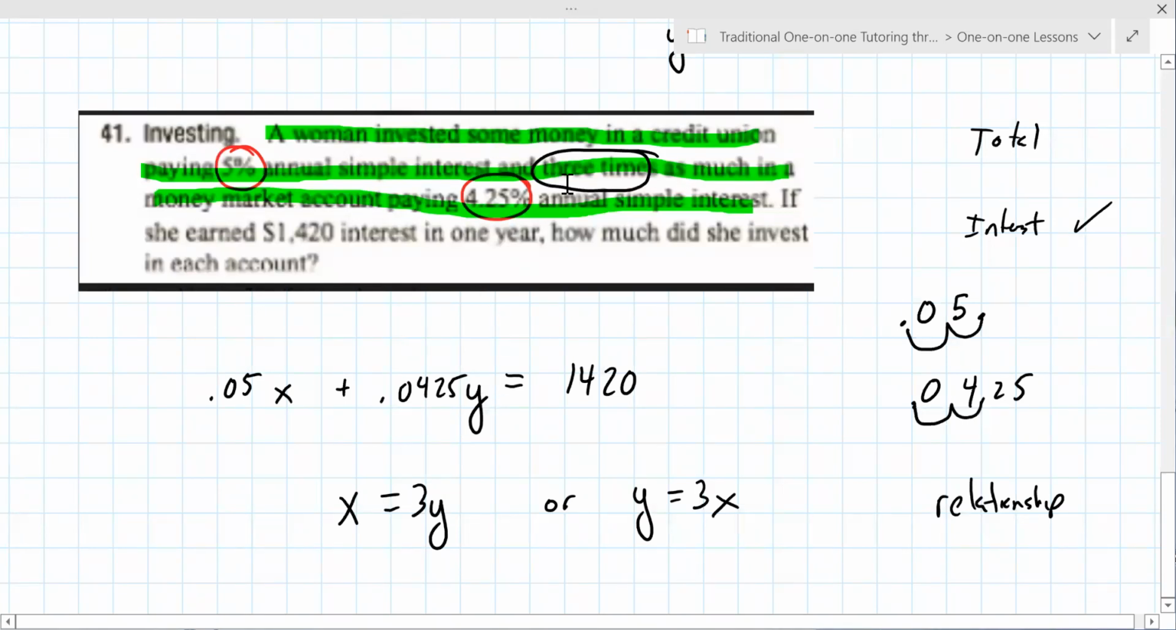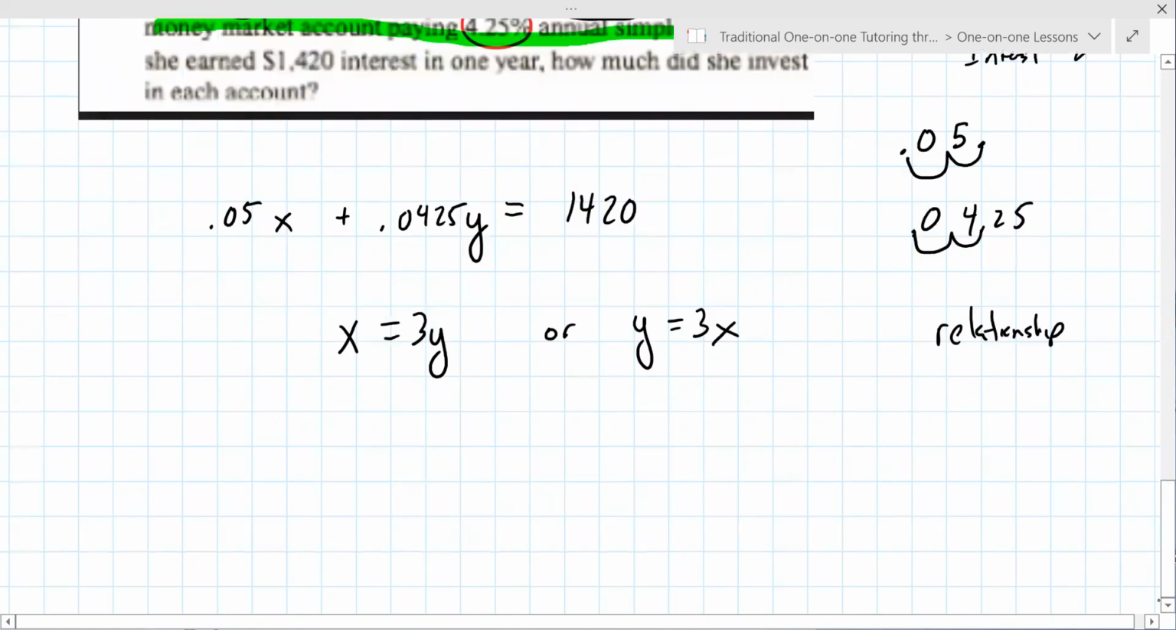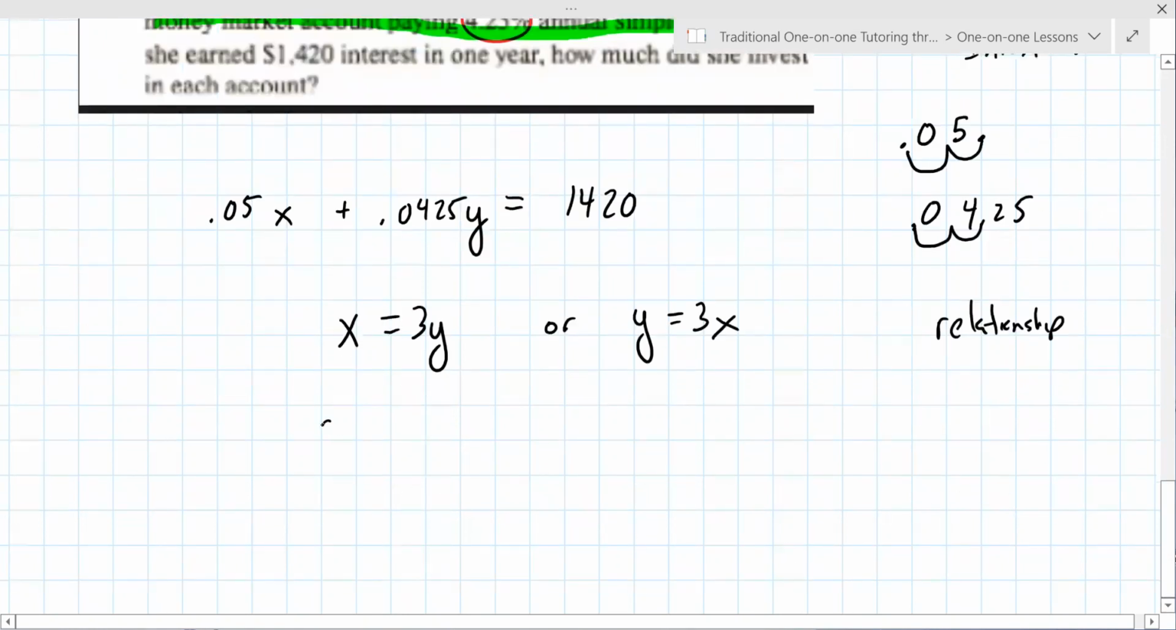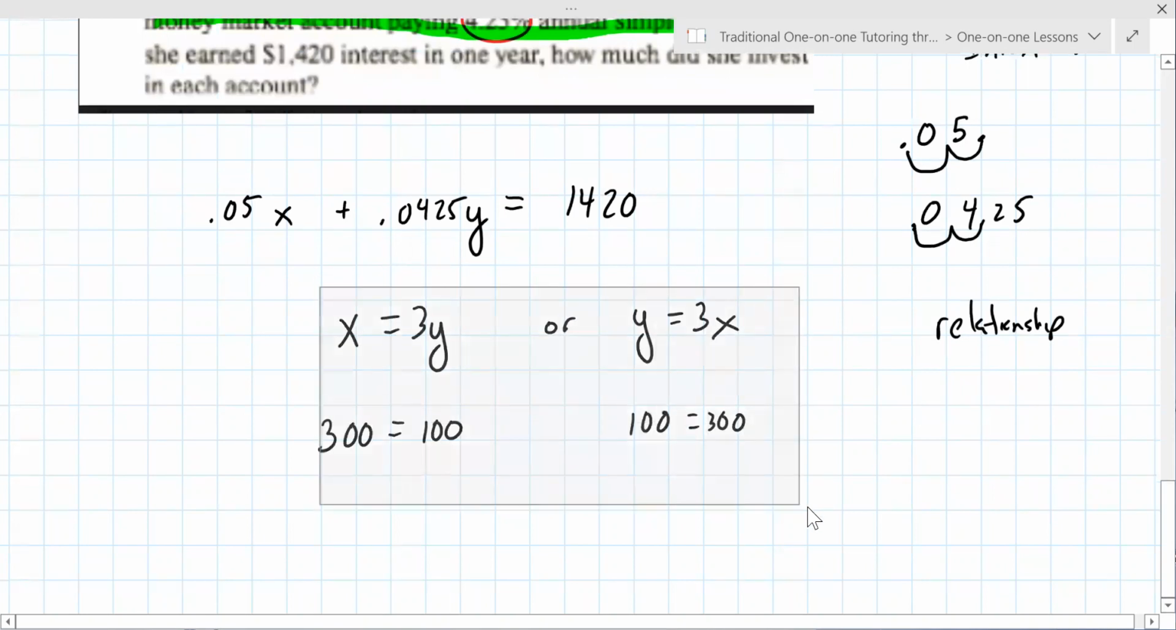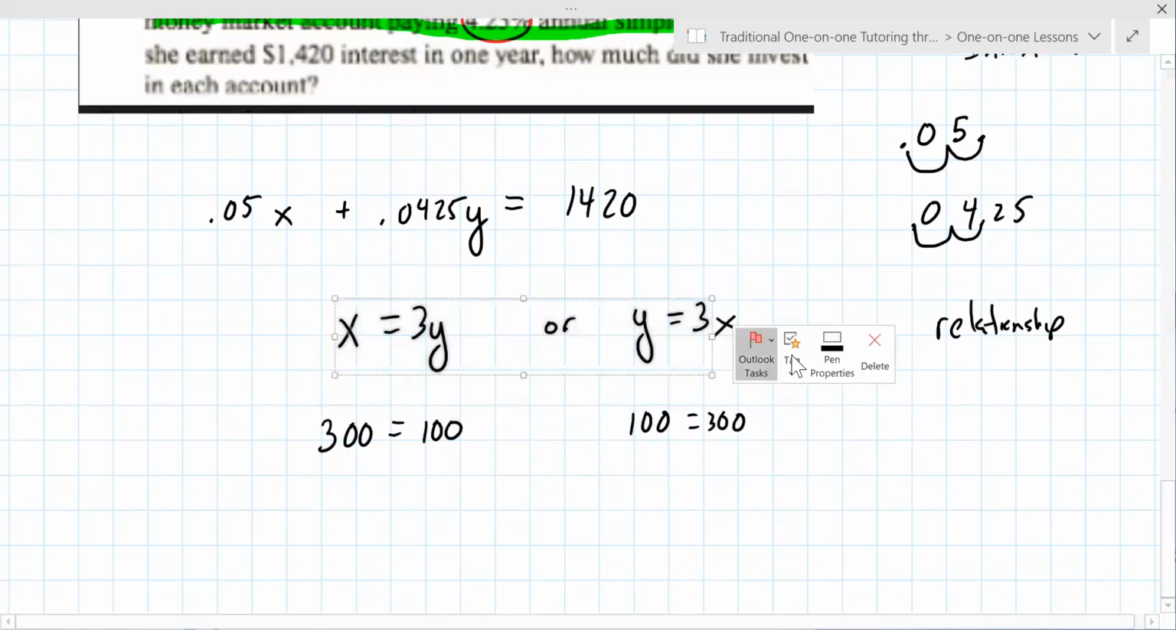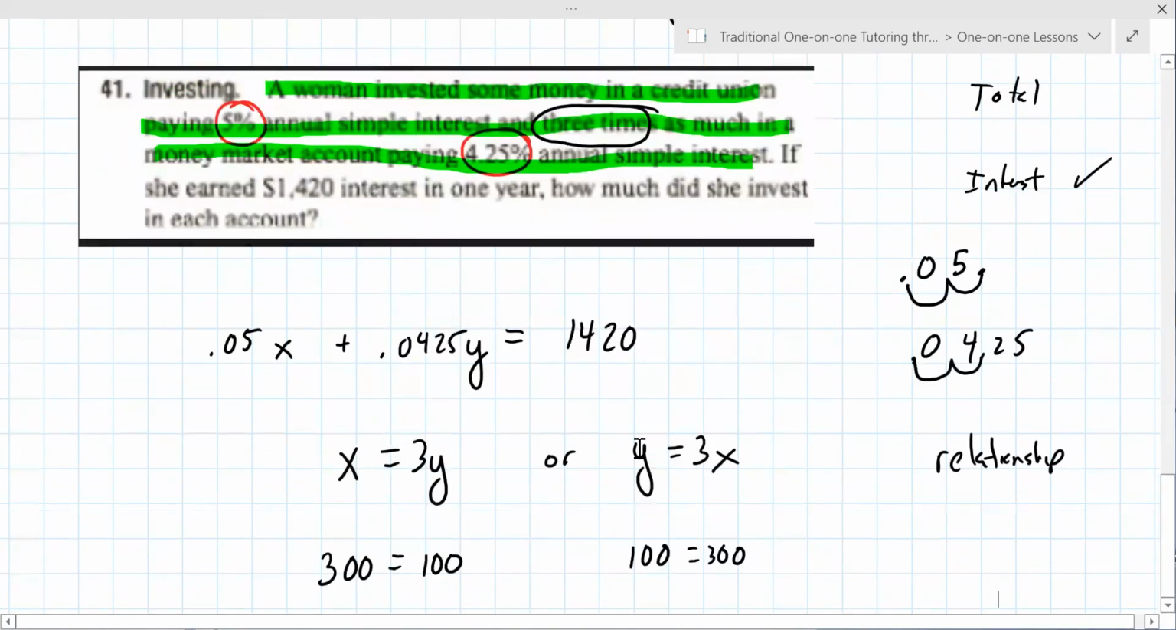3 times as much in the one paying 4.25%. That's the Y. So the Y is 3 times as much. So it's either like this is 300 and this is 100, or this is 100 and this is 300. This is not helping, is it? Okay, let me back up here. What I'm trying to get you to see is that you have to decide which one it is. And I can tell you that it's the one on the right. I've done these so many times, it's the one on the right.